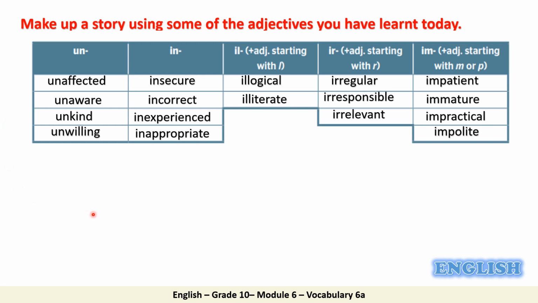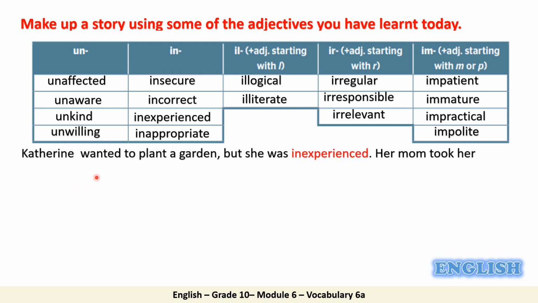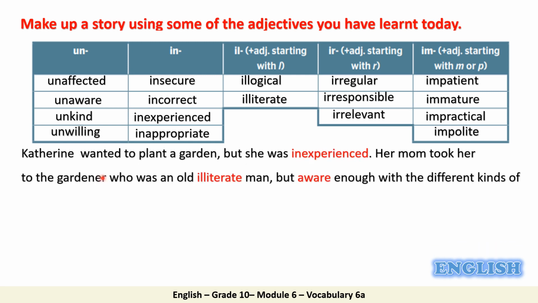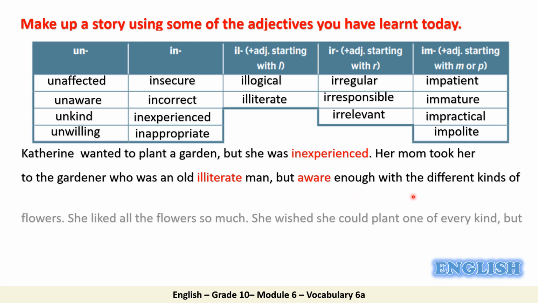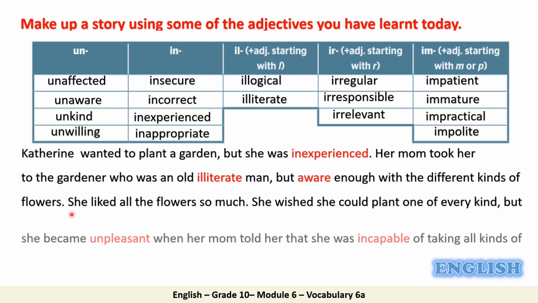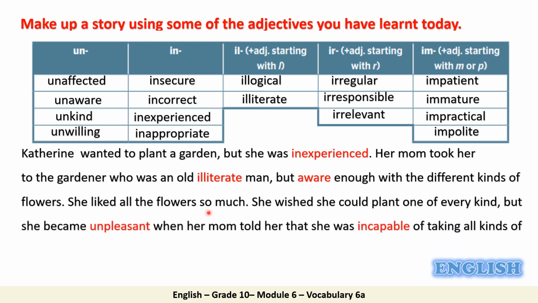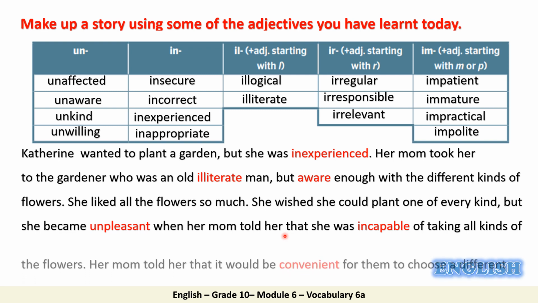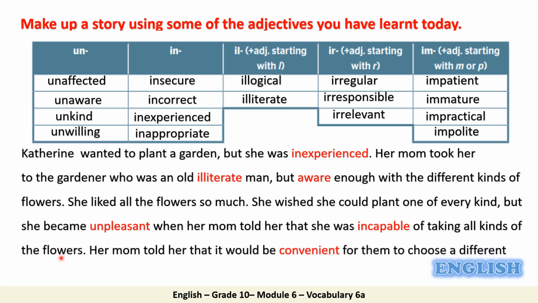Here we are again. Let's start our story. Catherine wanted to plant a garden, but she was inexperienced. Her mom took her to the gardener, who was an old illiterate man, but aware enough with the different kinds of flowers. She liked all the flowers so much. She wished she could plant one of every kind, but she became unpleasant when her mom told her that she was incapable of taking all kinds of the flowers. Her mom told her that it would be convenient for them to choose a different flower next season.